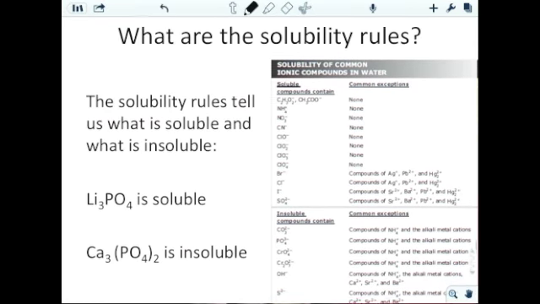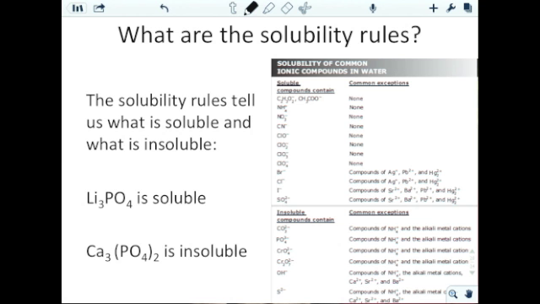Okay, what are the solubility rules? The way we predict in a double replacement reaction if there's going to be a precipitate is we look at the solubility rules, and these are on your STAAR charts that you should have. The solubility rules tell us what is soluble and what is insoluble.